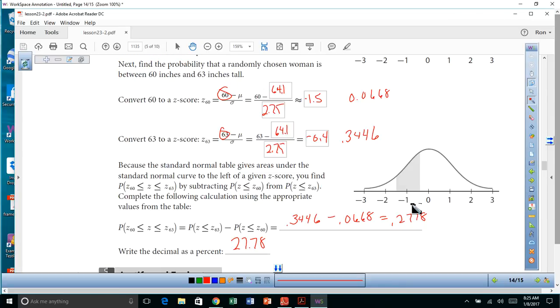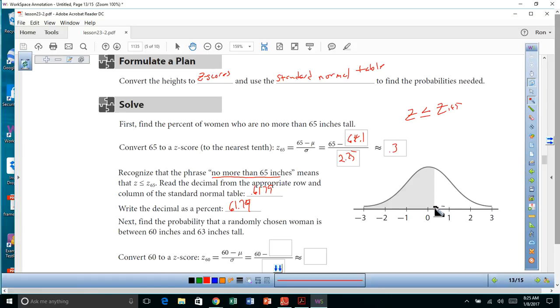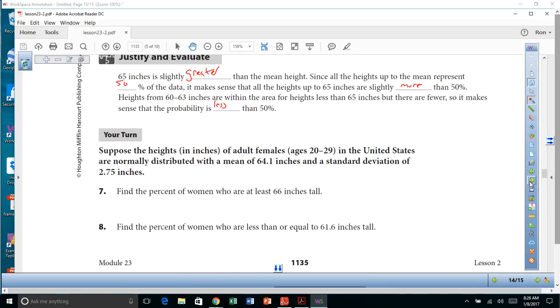And let me show you what it's talking about. This is talking about from here to here. And then on this one here, it was talking about from way over here to all the way over there. And this right here is 50%. So that right there would make it a little bit bigger.